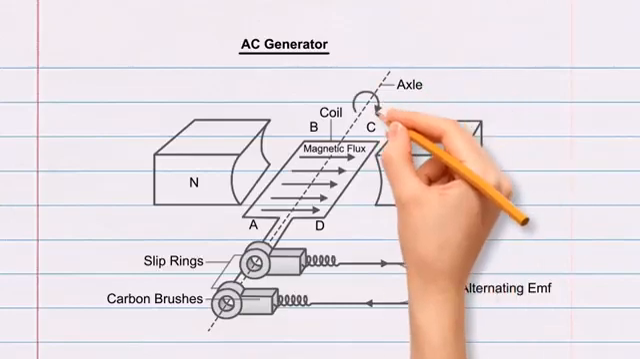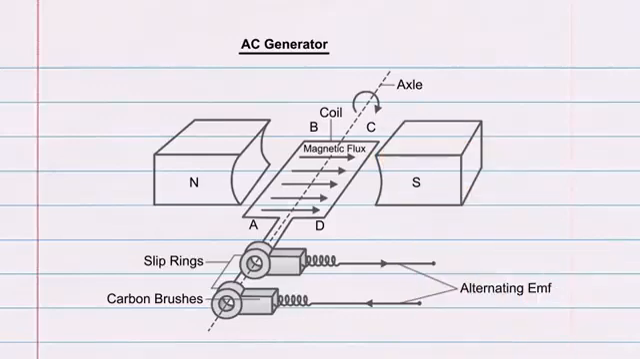Draw a circular rightward arrow at the starting of the dotted line, which represents coil rotation in clockwise direction. This completes the drawing of AC generator diagram.